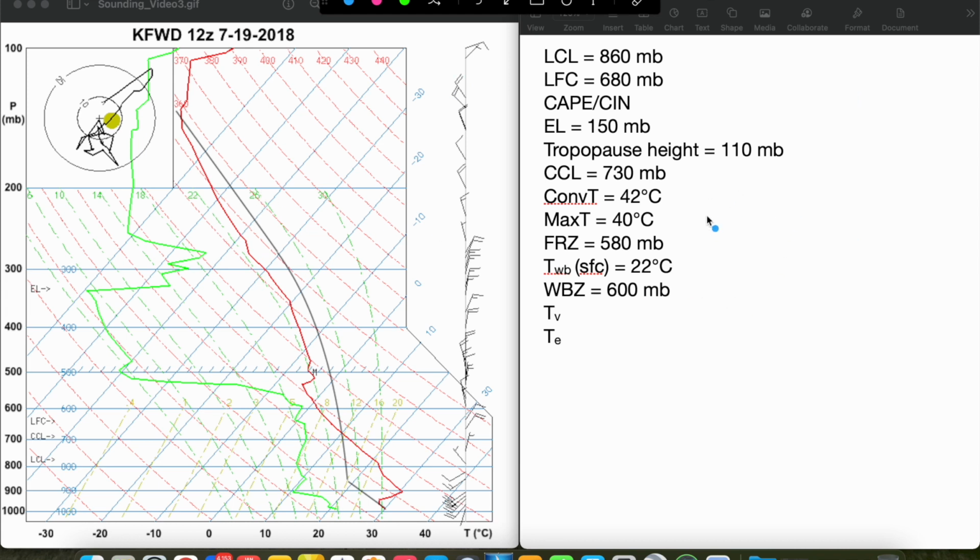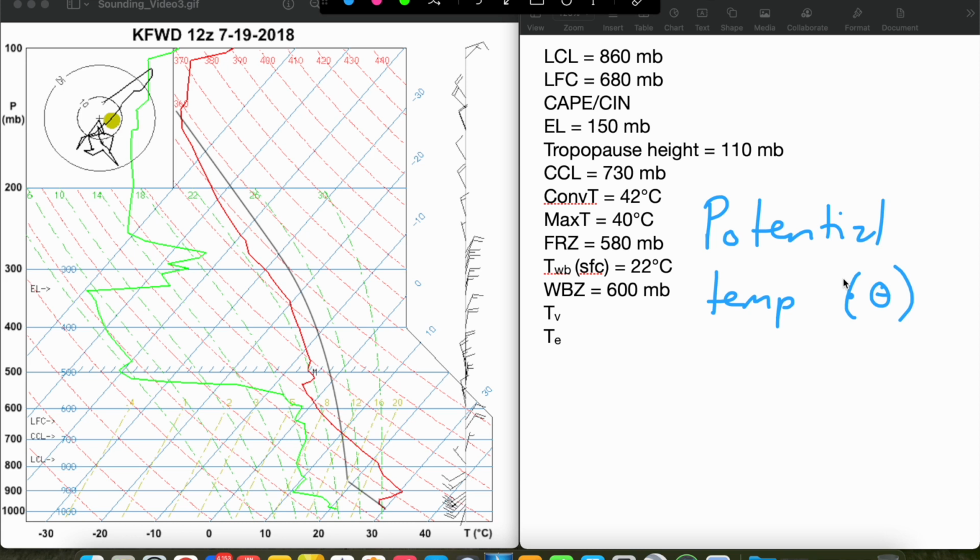All right, now let's find something called the potential temperature. The potential temperature is symbolized by the Greek letter theta. And it's simply the temperature that a parcel of air would have if it were brought dry adiabatically down to a pressure level of 1,000 millibars.